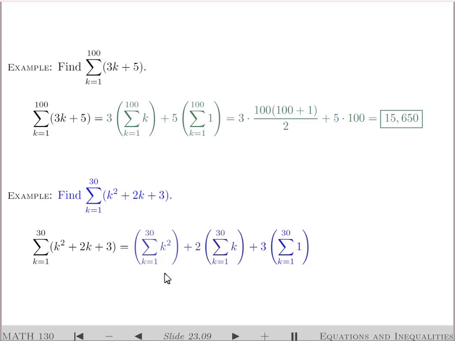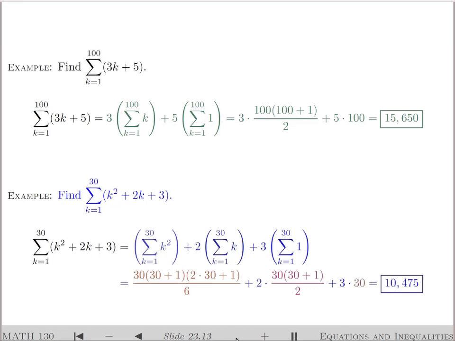So for k squared from 1 to 30, I will get 30 times 30 plus 1 times the quantity twice 30 plus 1, the whole thing over 6. For the sum of natural numbers from 1 to 30, I get 30 times 30 plus 1 over 2. And the last one is just 3 times 30. And then you calculate this, and that gives you the sum.